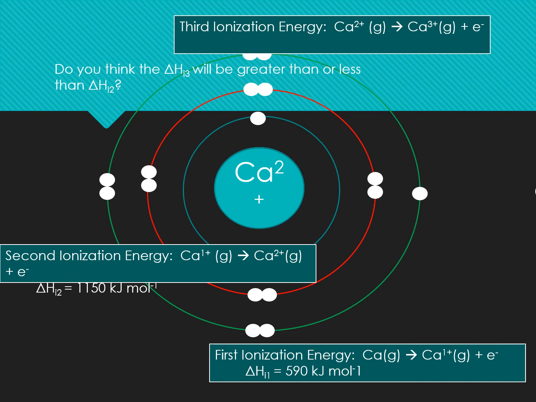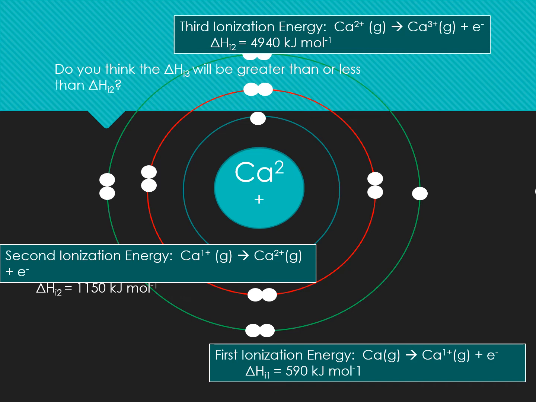So, do you think the energy is going to be greater or less than the second ionization energy? Pause. And you are correct if you said greater, and it's a lot greater. 4,900 kilojoules of energy. The reason it's a lot greater is because you are now in a different energy level. So you went from a 4 energy level to a 3.